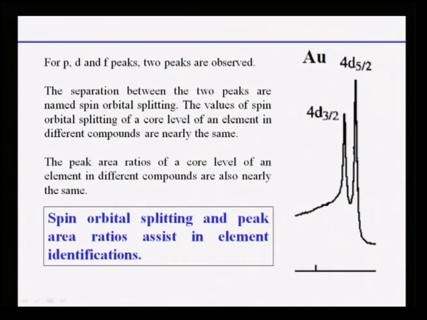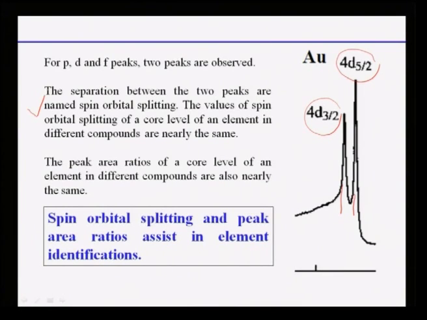Well, now let us get into the nitty-gritties of that. As you see, for p, d and f peaks, there are always two peaks observed. Here you see for gold 4d 3/2 and 4d 5/2. That means d peaks actually come as a doublet. The separation between these two peaks is named the spin orbit splitting. The values of the spin orbit splitting of a core level of an electron in different compounds are nearly the same. You must remember this, it is very important.